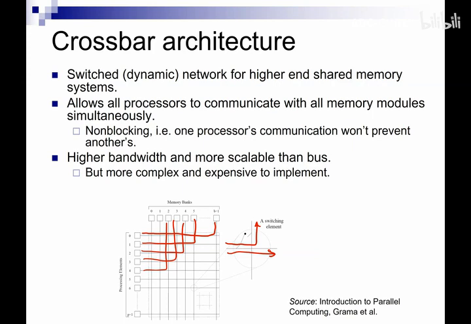These crossbars can achieve much higher bandwidth than the bus, because we can have all of these simultaneous accesses on the crossbar, as opposed to the bus, where you only have one access at a time. But of course, it's quite expensive to build one of these systems, especially if there are many processors and many memory banks. So these systems are more scalable than the buses, but they're usually still limited to, let's say, a few hundred processors.